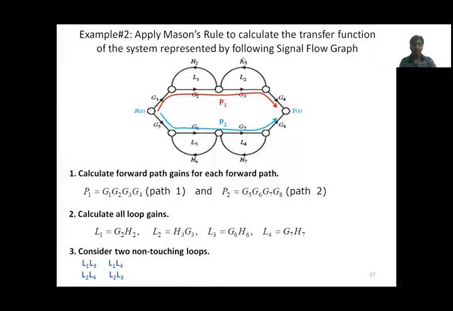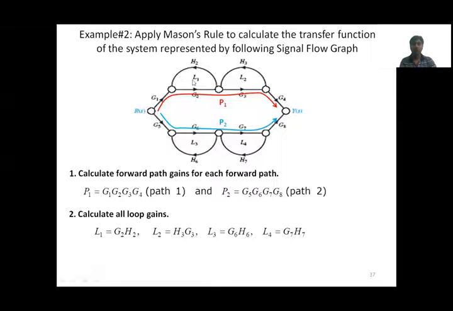Now come to the non-touching loops. Please try to identify, then I'll show it. See here, this is a loop, first loop, and try to find the non-touching loops for this first loop. If you see, the second loop is touching at this point. So second loop and first loop are not non-touching. First loop and third loop both are completely independent. So these two are non-touching loops.